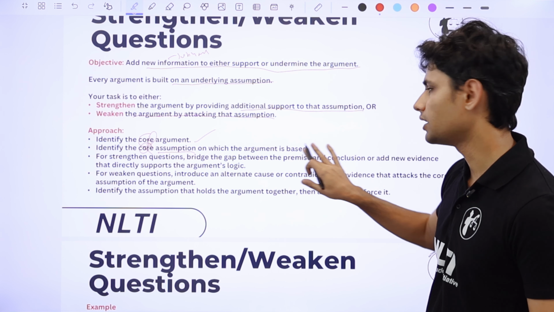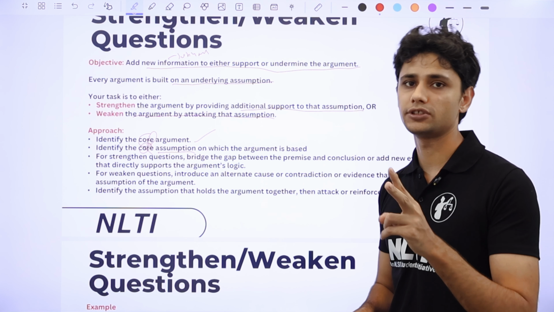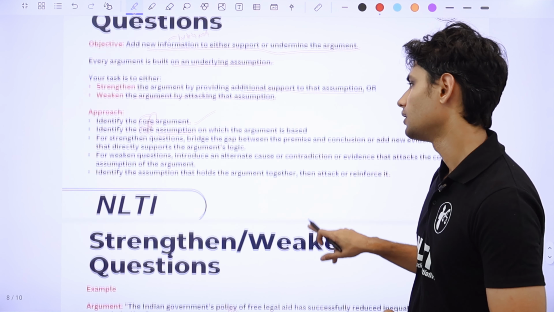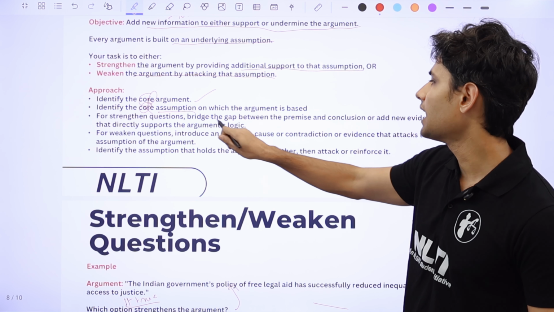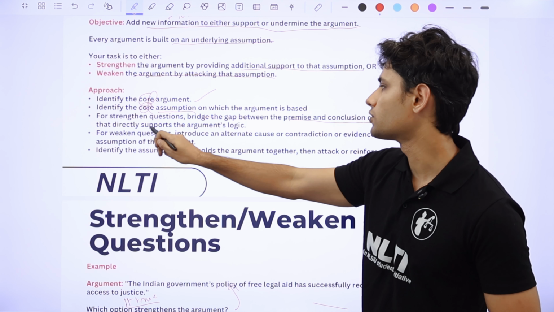Identify the assumption on which the argument is based. That's our second task. Once we know the argument, then we need to know what the assumption is on which that argument is based. For strengthening questions, bridge the gap between the premise and the conclusion, or add new evidence that directly supports the argument.